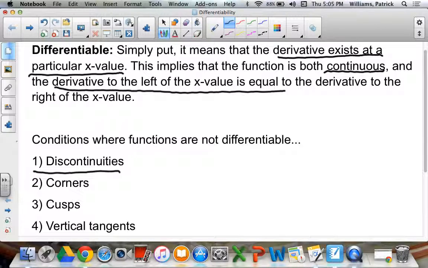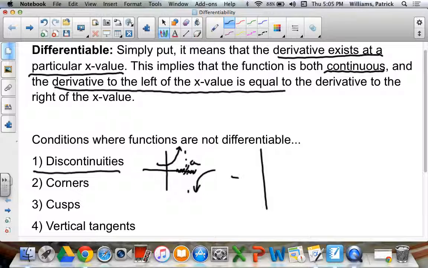So the first would be discontinuities. Okay, what types of discontinuities are there? Well, we have infinite discontinuities, like vertical asymptotes. So again, with what I just said about the limit, realize that our slope or our derivative, let's say this point is x equals a, our derivative to the left of that point would be a very big positive number. Our derivative to the right of that point would be a very big negative number. So therefore, the derivative is not the same on both sides of that point. So therefore, that infinite discontinuity would represent a point where our function is also not differentiable.